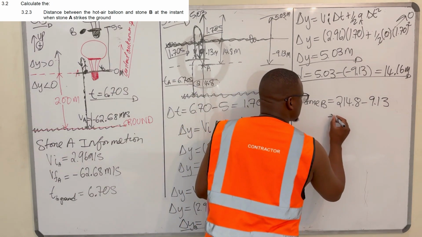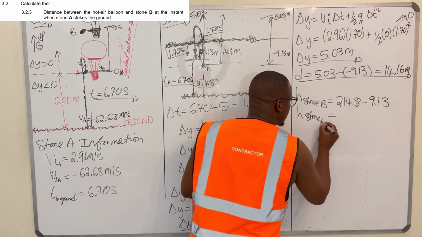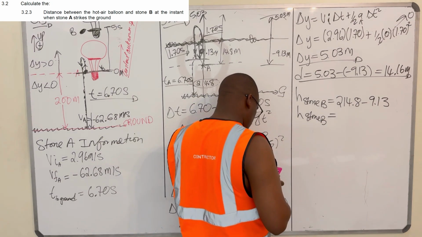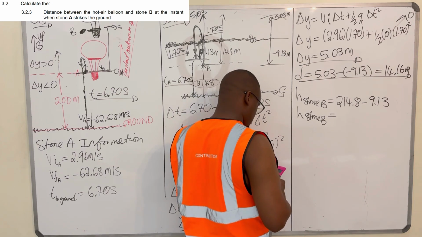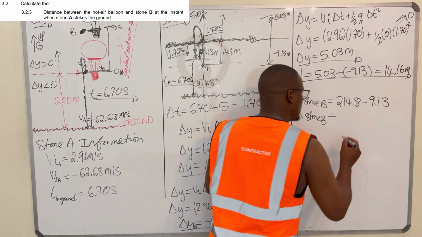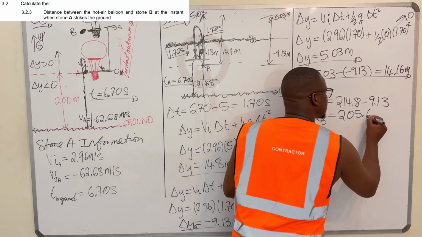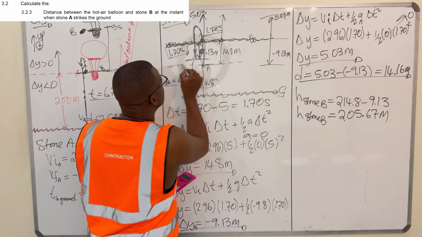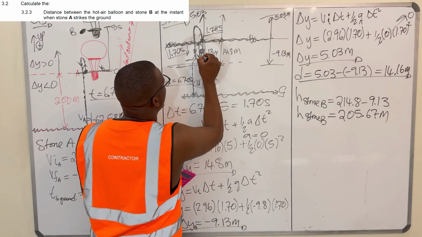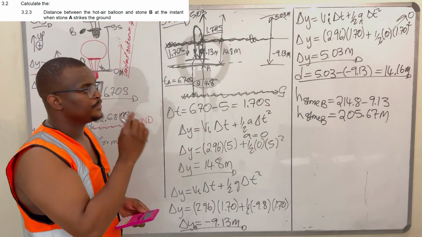So the height of stone B equals 214.8 minus 9.13, which is 205.67 meters. This means our height had not even reached that 200 mark. So it is still above this 200 mark that we were given initially.